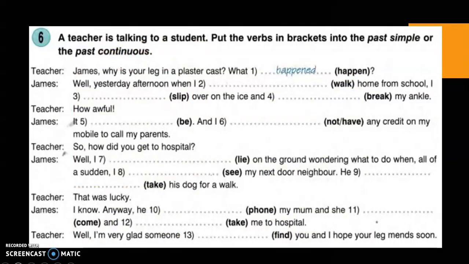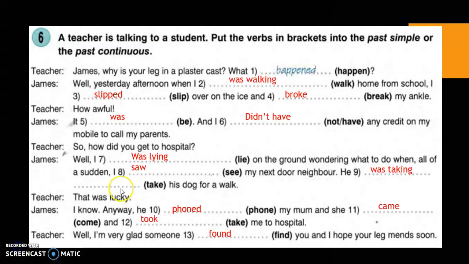Well, let's see if you can complete this practice with past simple or past continuous. Pause the video, write your answers, and then we continue. Well, here you have the answers to exercise 6. Check if you got them right, and we continue to the next one.